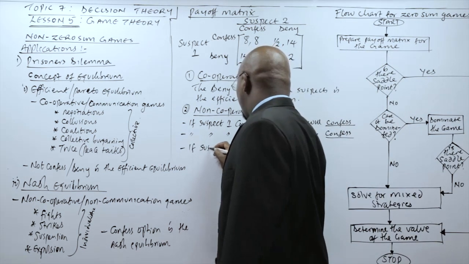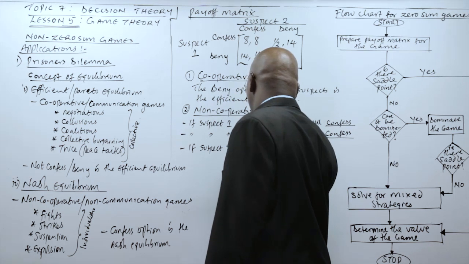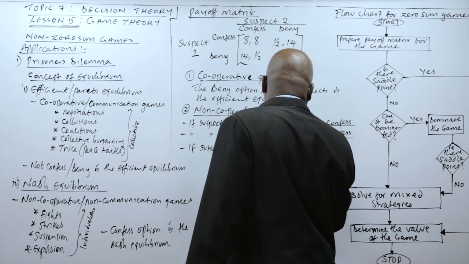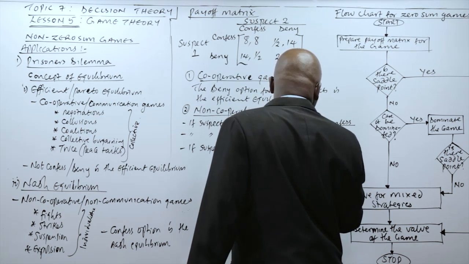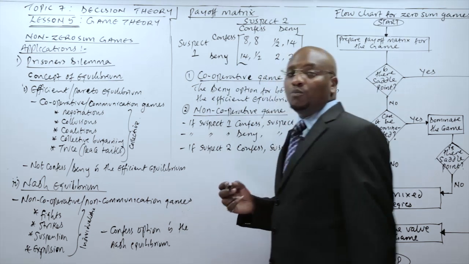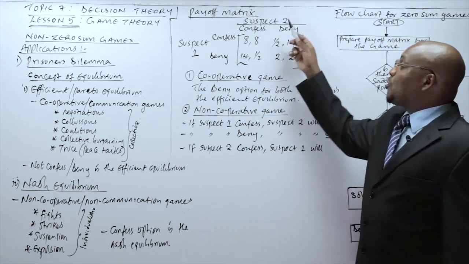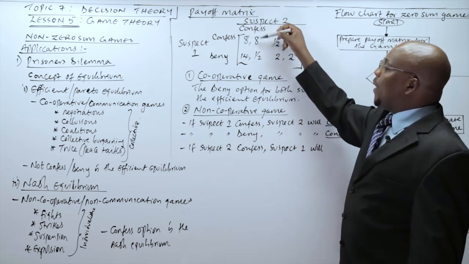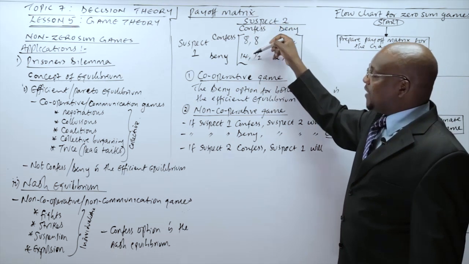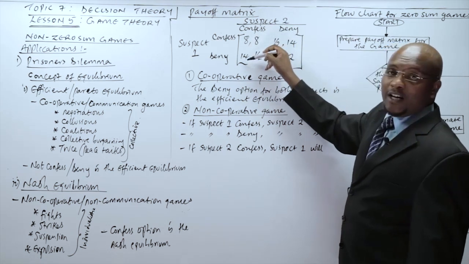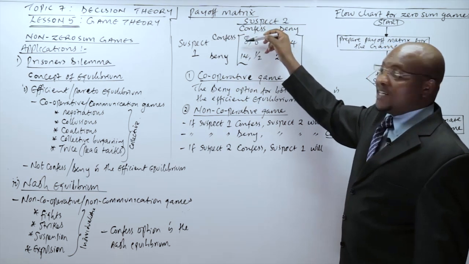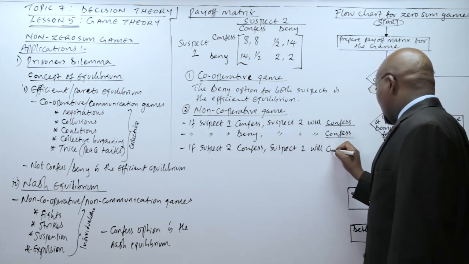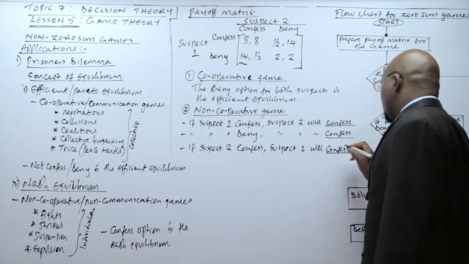Then we also try for the other one. If suspect 2 confesses, suspect 1 will, let's now move to suspect 2. If suspect 2 up here confesses, meaning we have the first column, the suspect 1 values or jail term are the first place. So 8 and 14. Suspect 1 confessing gets 8 years, denying gets 14. So of course he's likely to confess to get 8 years. So here the answer is confess. He will always confess.